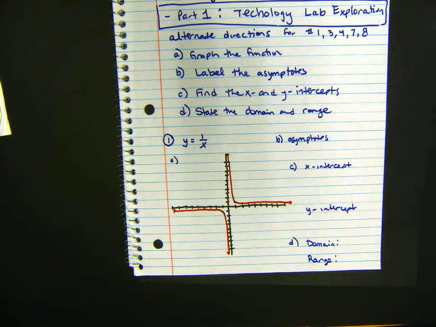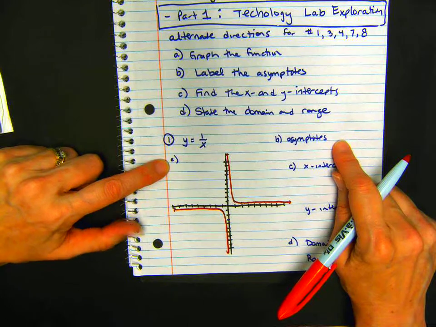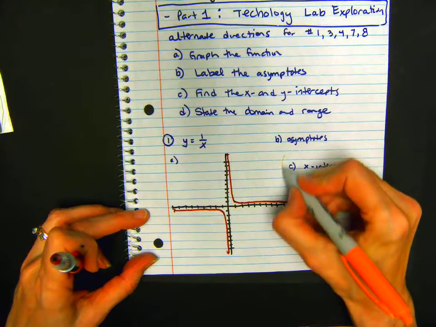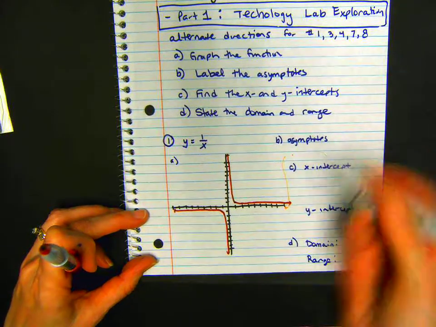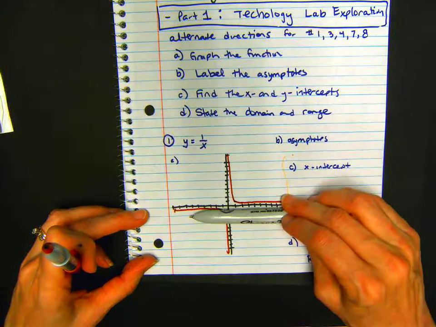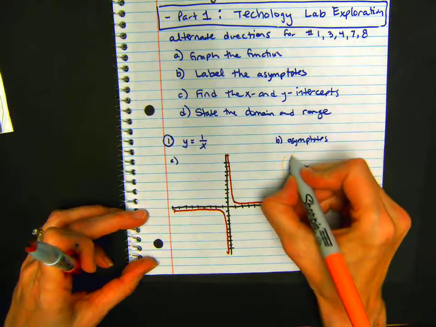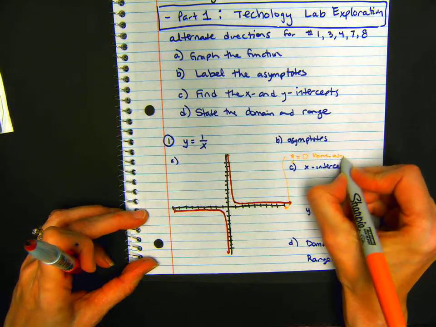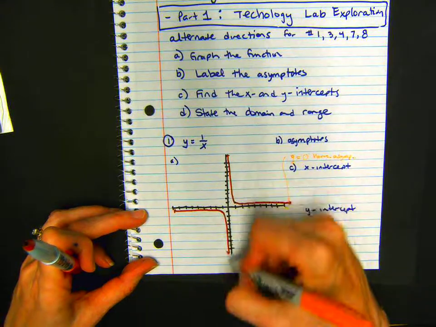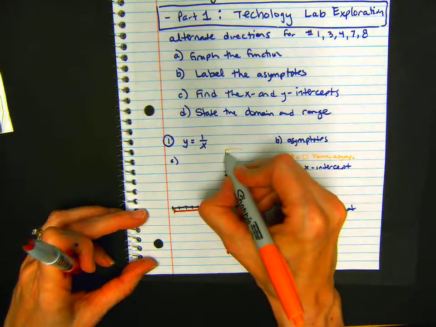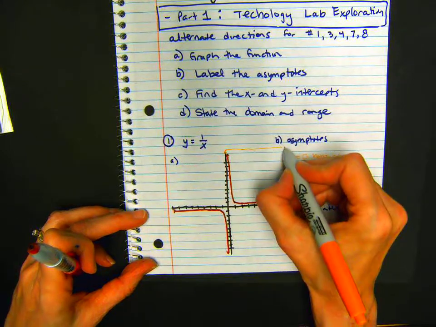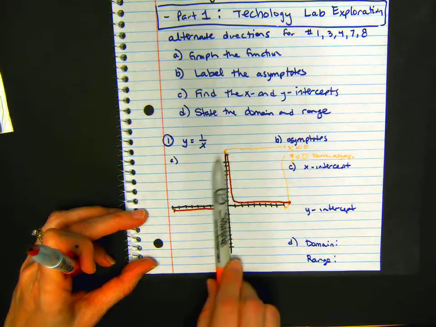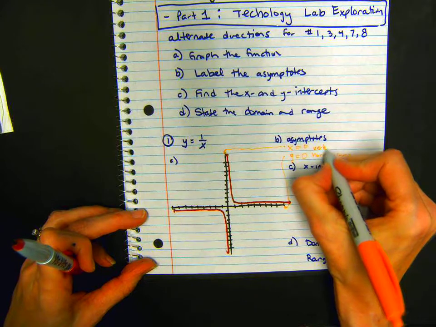That would be my answer. So A was graph, B was state the asymptotes. This horizontal asymptote right here is the line, not y equals 1, this is actually y equals 0. And that's the horizontal asymptote. And this one that goes up and down, because it never hits the line where x equals 0, this is a vertical asymptote that says x equals 0. Not x equals 2, not x equals 1, but x equals 0. And this is a vertical asymptote.